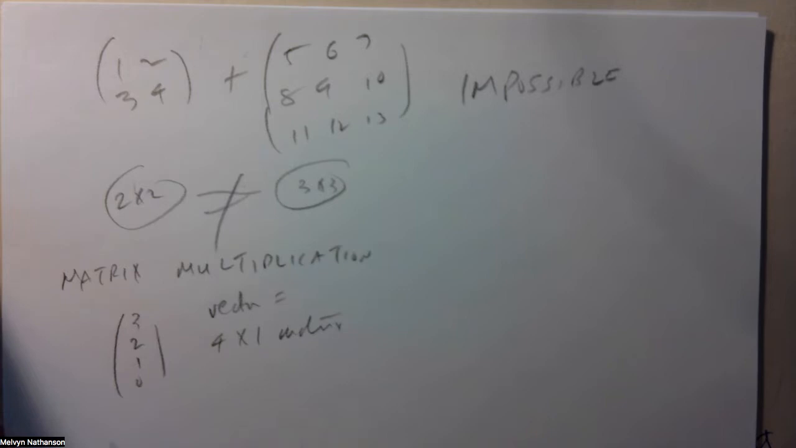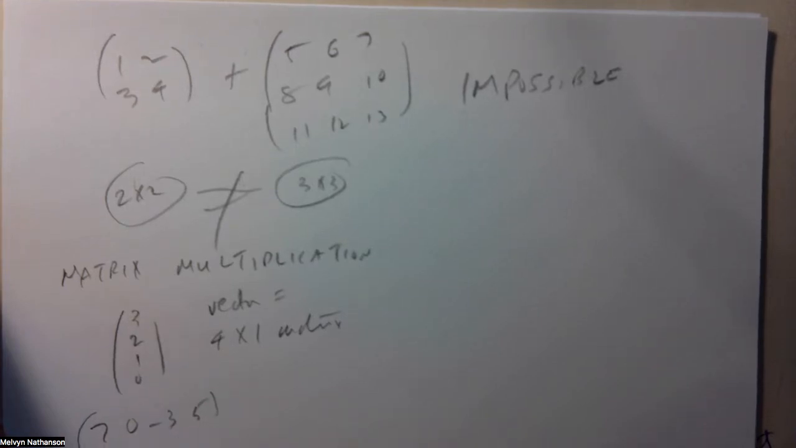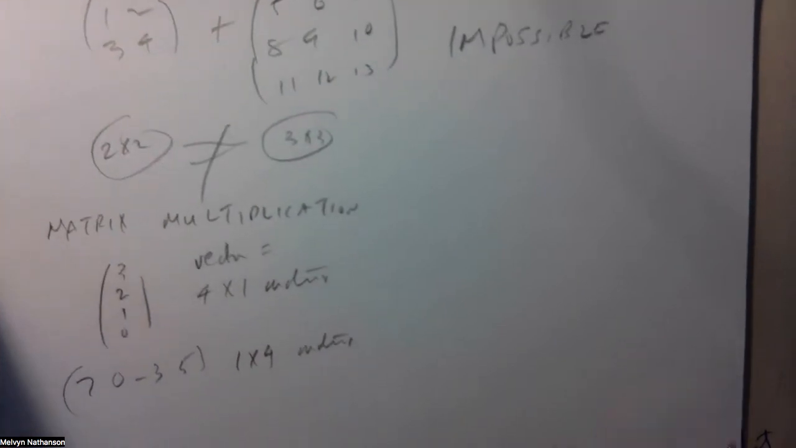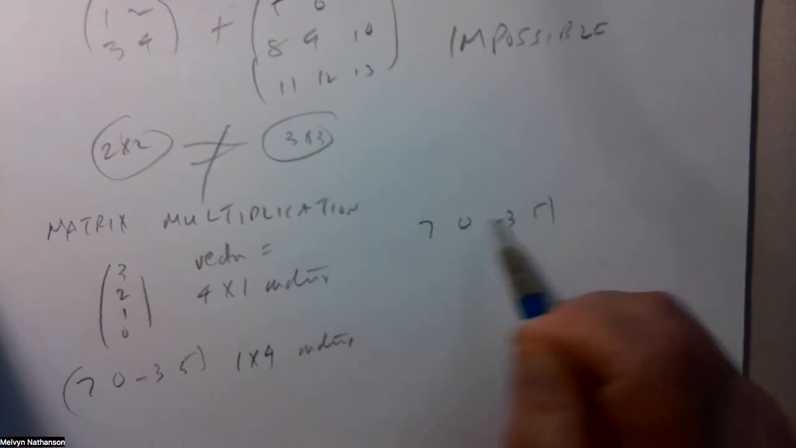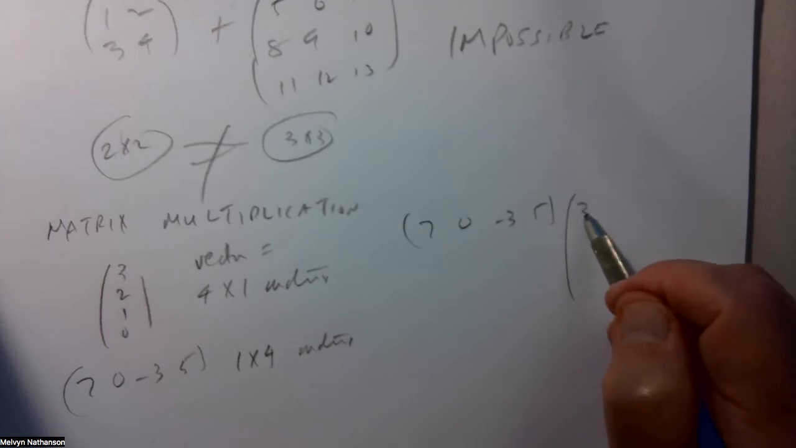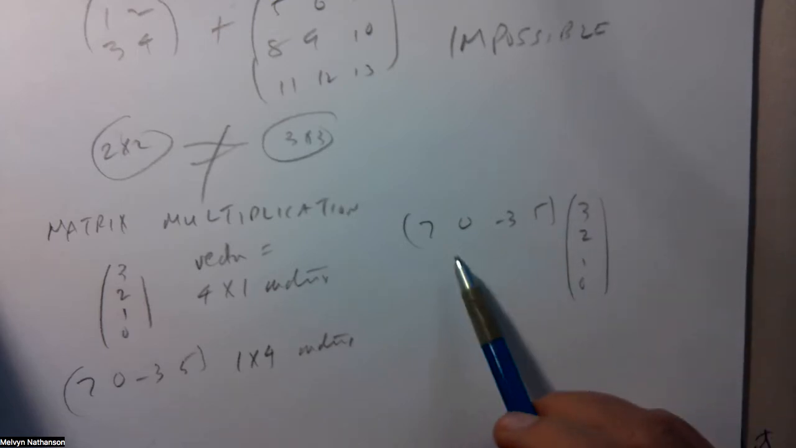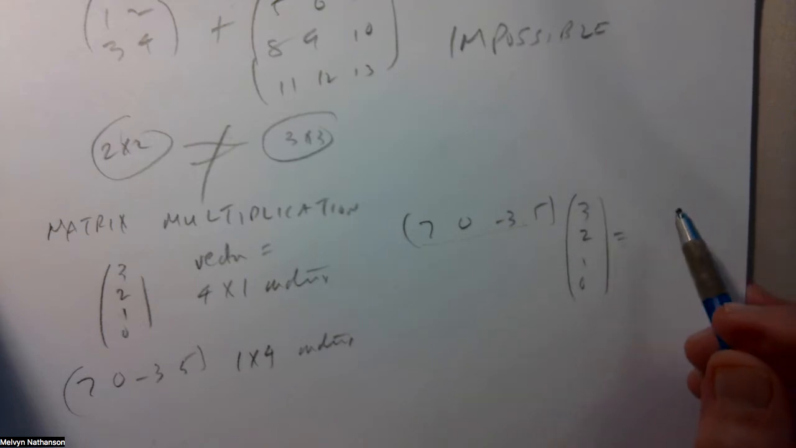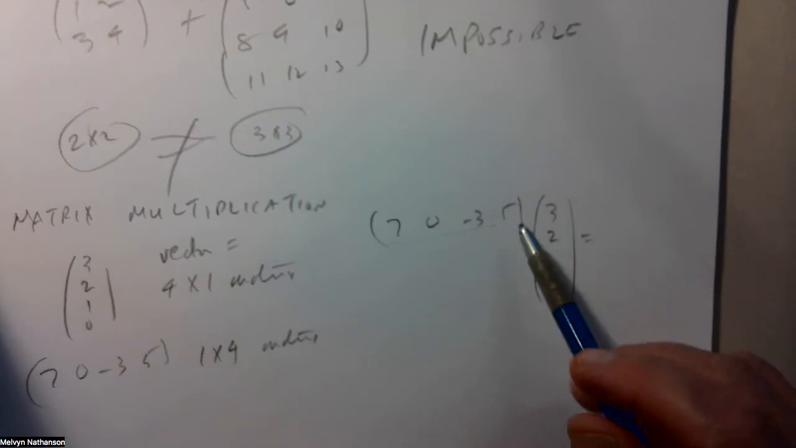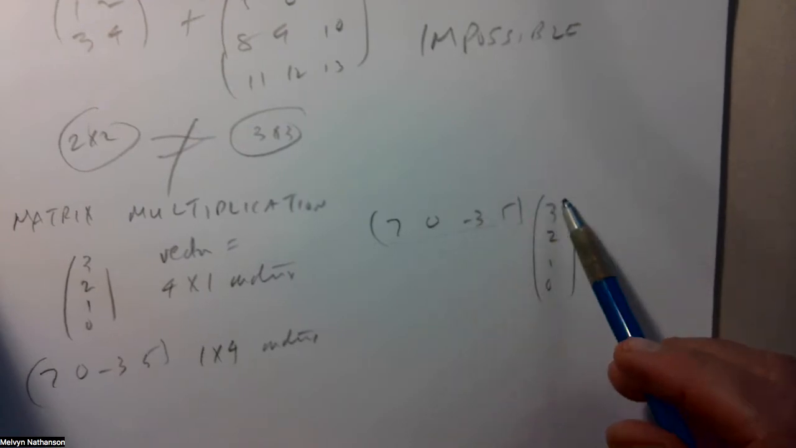And if I look at a row vector, 7, 0, minus 3, 5, this is also a matrix with 1 row and 4 columns. That's a 1 by 4 matrix. And there's a way to multiply a row vector into a column vector if the number of rows here equals the number of columns here. And it's basically the dot product that you might have learned in calculus. You just multiply the coordinates and add.